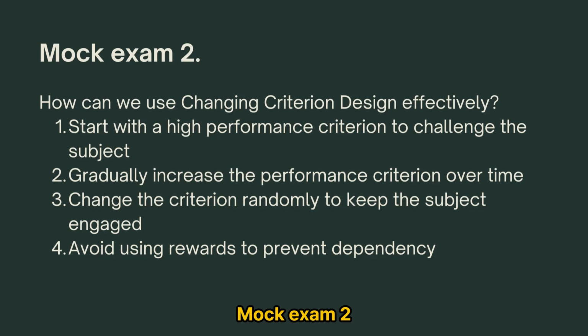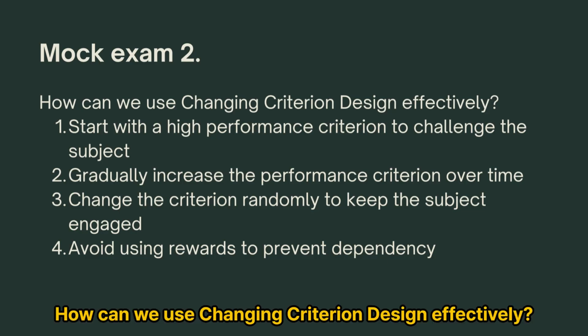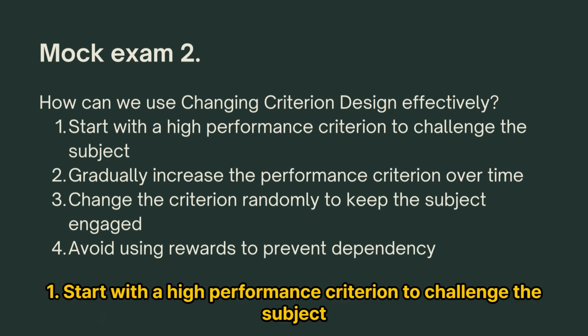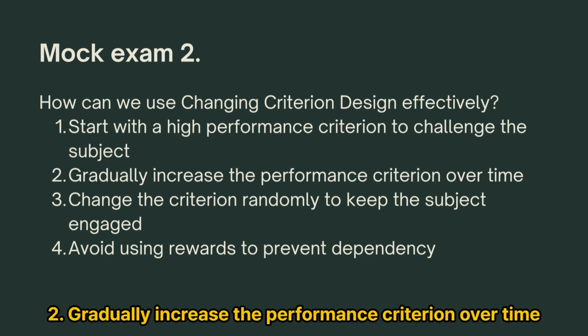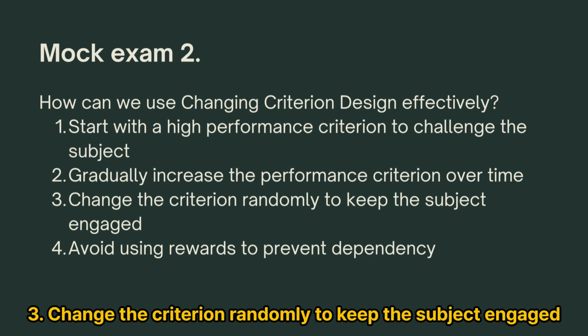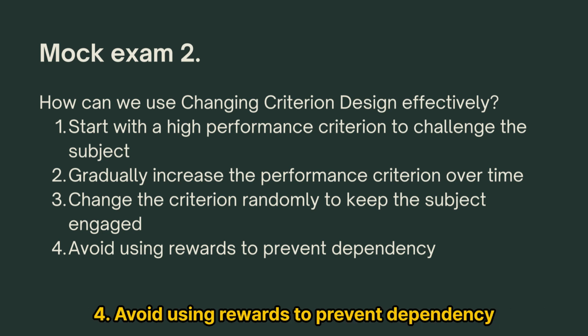Mock Exam 2. How can we use changing Criterion Design effectively? 1. Start with a high-performance criterion to challenge the subject. 2. Gradually increase the performance criterion over time. 3. Change the criterion randomly to keep the subject engaged. 4. Avoid using rewards to prevent dependency.